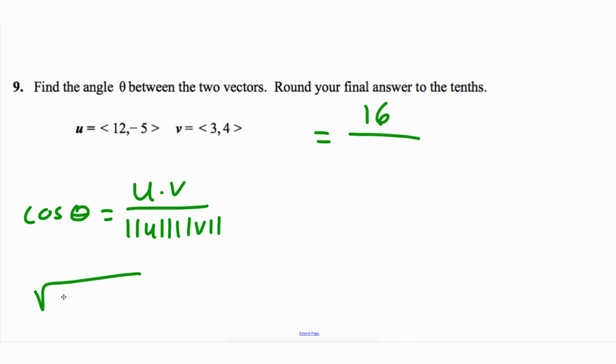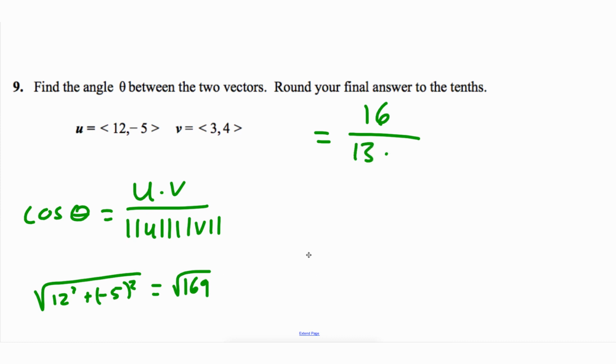So if we do the square root of 12 squared plus negative 5 squared, 12 squared is 144, negative 5 squared is 25. If we add those together, we get the square root of 169, which is 13. So I'm going to put that on the bottom of my fraction.